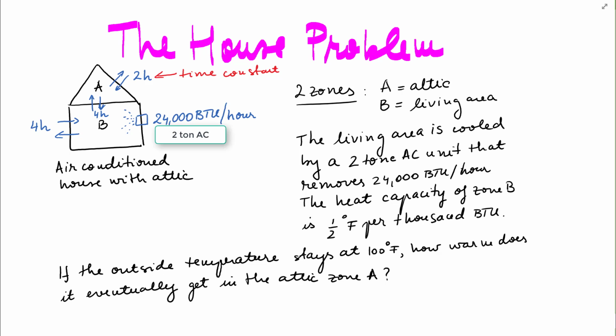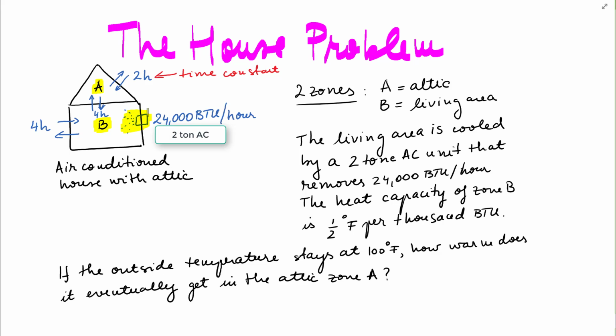The house problem. In this video, we are going to set up the system of equations that we need to solve this problem. So let's say a house for cooling purposes consists of two zones, the attic zone, which we labeled with A, and the living zone, which we labeled with B. The living area is cooled by a two-ton air conditioning unit that removes 24,000 BTU per hour.